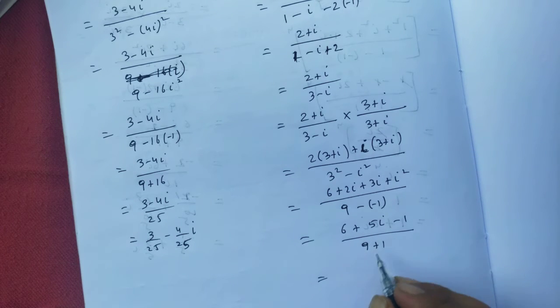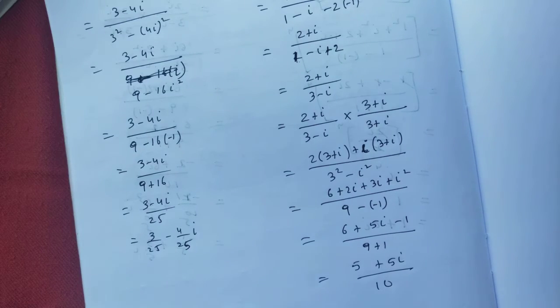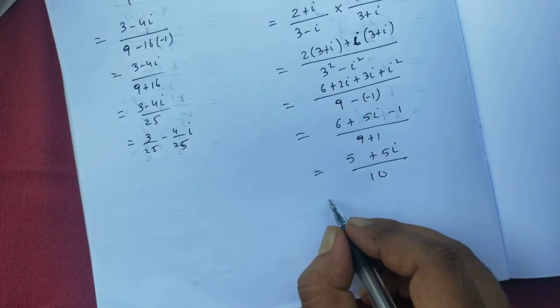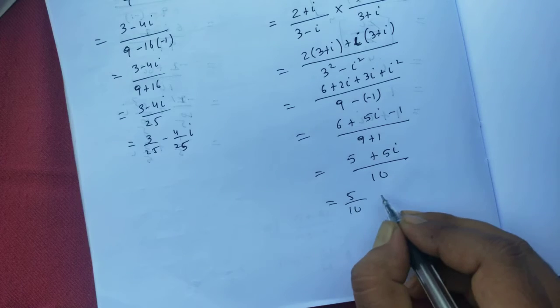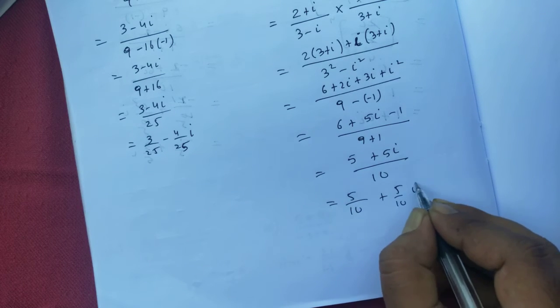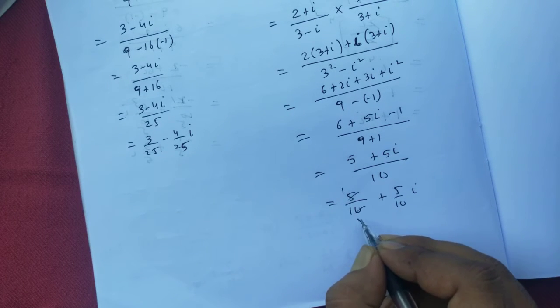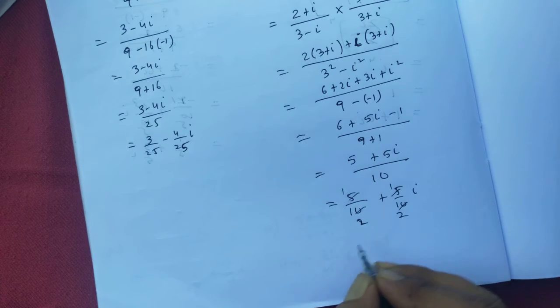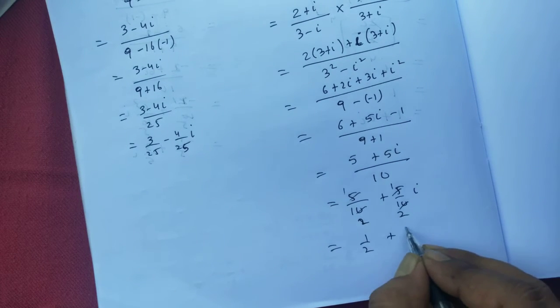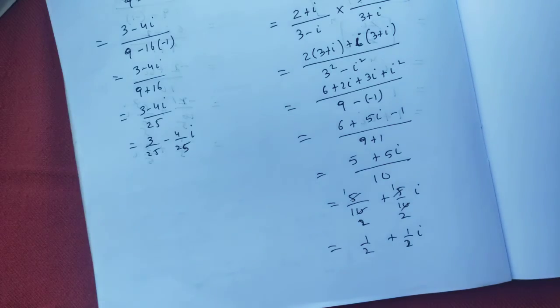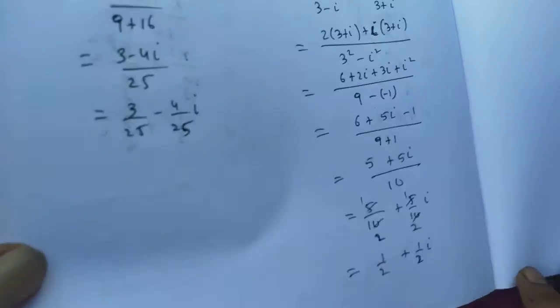So 6 minus 1 is 5 by 10. So split up. We're going to 5 by 10 plus 5 by 10 i. We can cut by 5. This is half plus half i. Clear? You can pause the video and write.